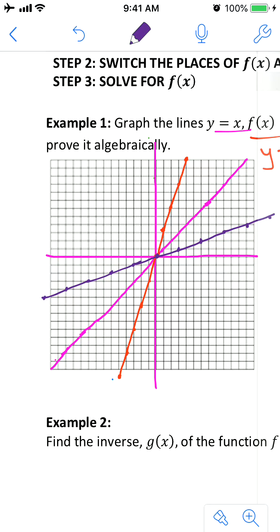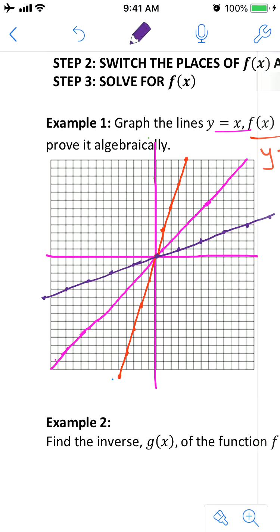Well, what would make them inverses, right? They have to be reflections of each other over that diagonal line y equals x for them to truly be inverses. Well, they definitely look like it, right? If you take the red line and in quadrant 1 you flip it over to the bottom, you'd get the purple line. And then if you took the bottom half and flipped it up, you'd get the purple line, right? It kind of looks like someone just took it and went whoosh, all the way over.